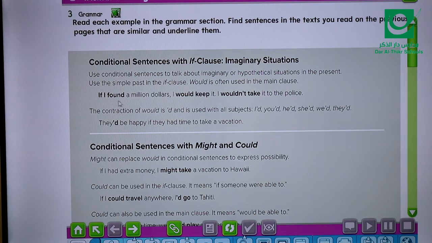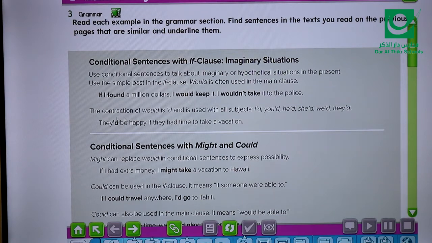If I found $1 million, I would keep it. Now this is called an imaginary situation. Or I can say, if I found $1 million, I wouldn't take it to the police. So again, in this conditional sentence, we use if followed by the past simple tense. Then we have would or wouldn't plus infinitive.